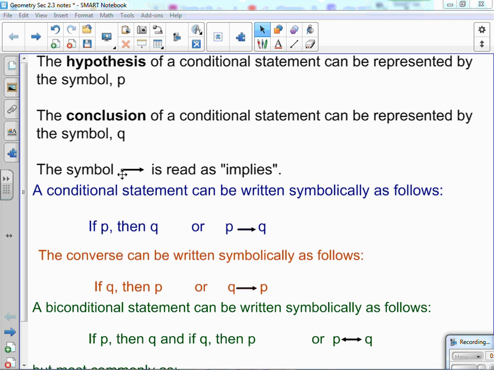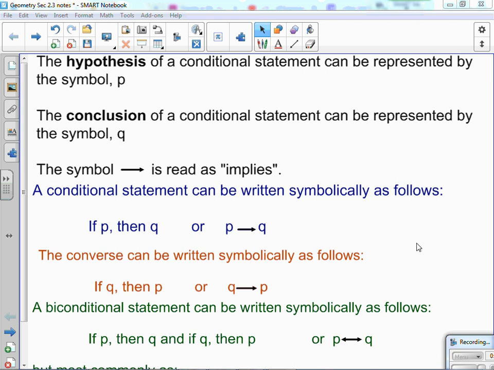All right, the symbol, just an arrow going to the right, is read as implies. So a conditional statement can be written symbolically as follows: if P, then Q, or P implies Q. Right? So this shorthand form here is the same thing as saying if P, then Q, and it's representative of a conditional statement because we're starting with P, which is the hypothesis, ending with Q, which is the conclusion.